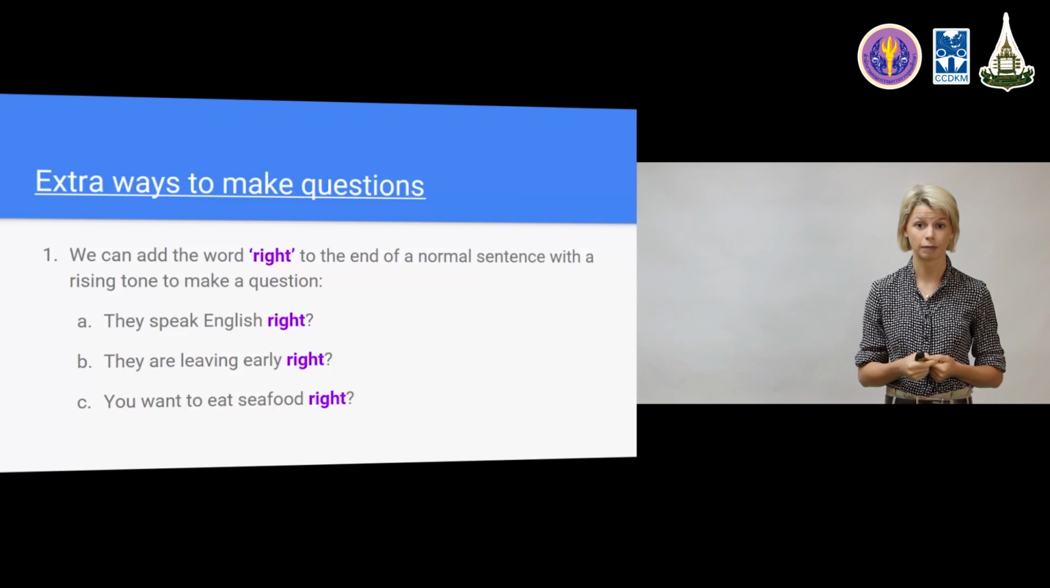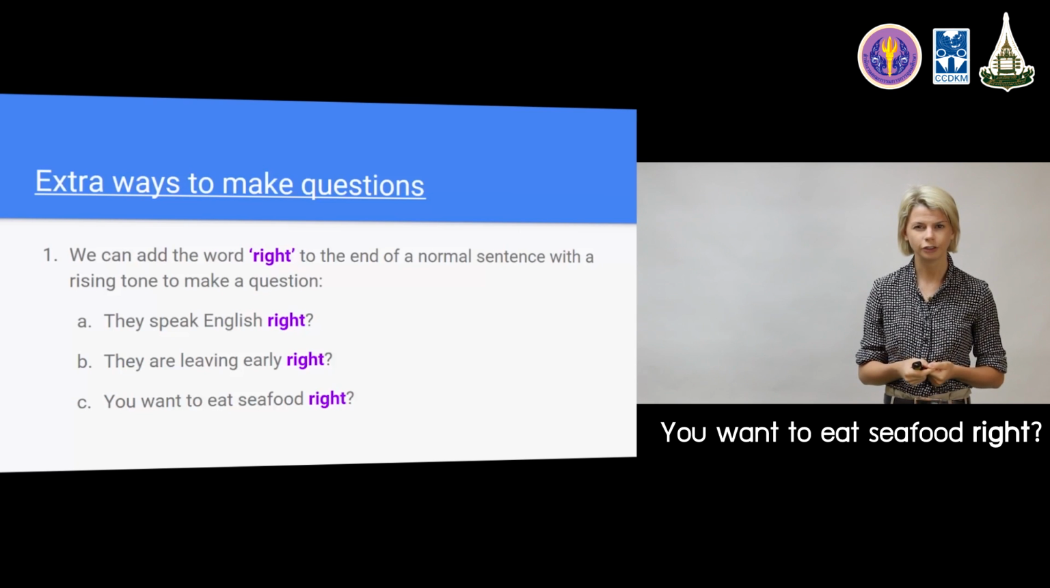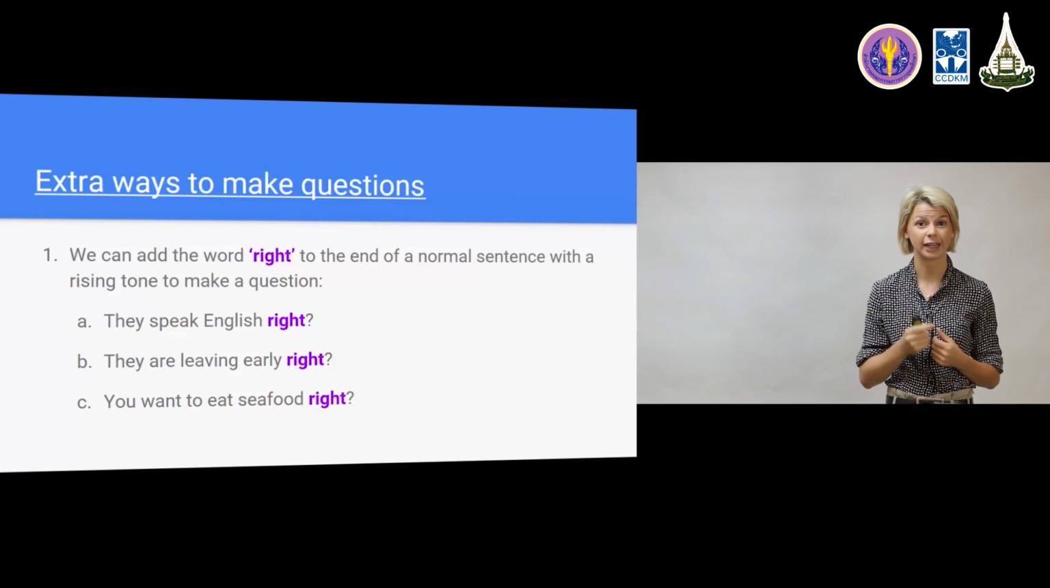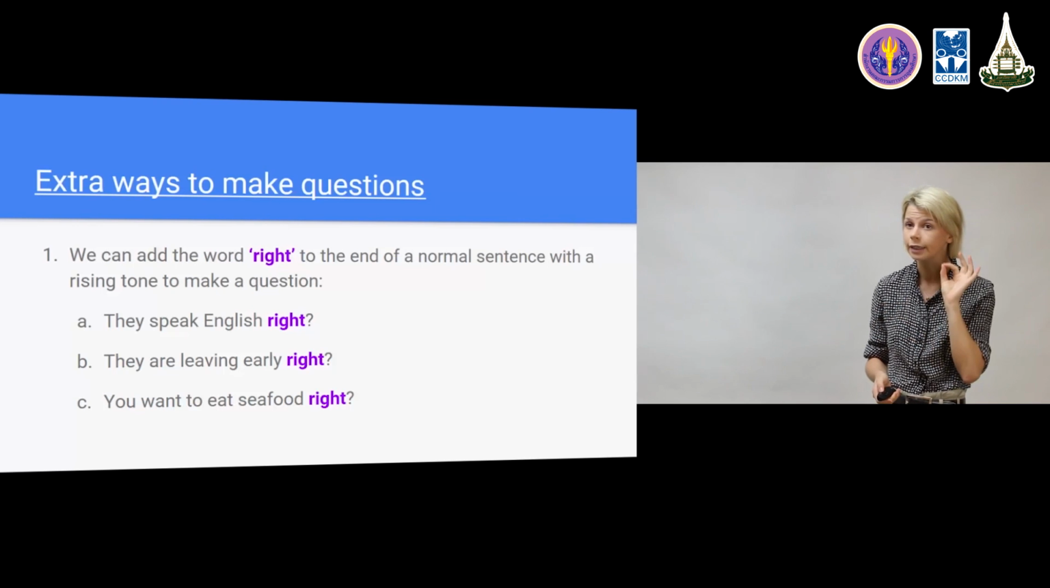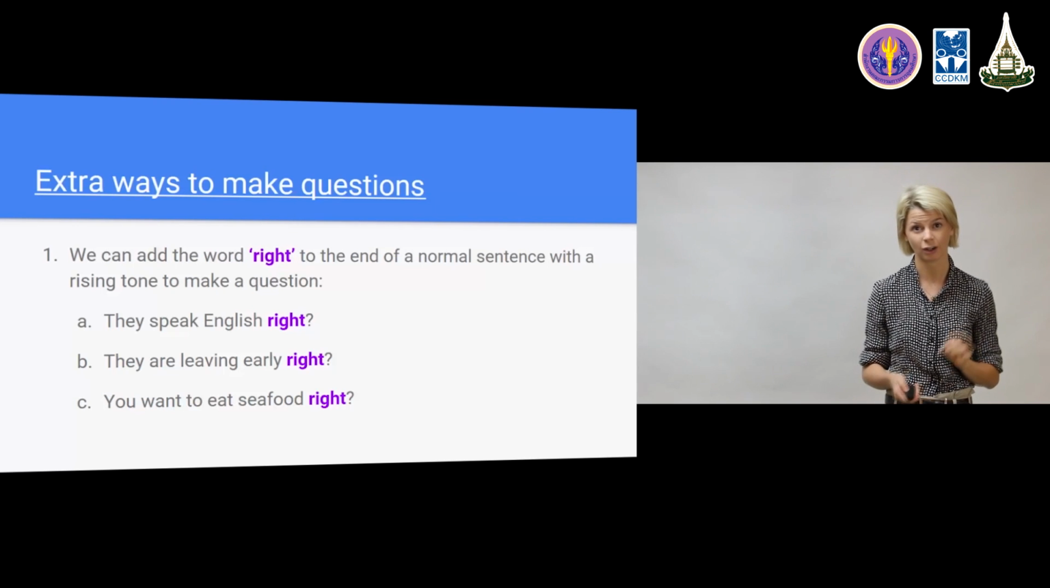Our final example. You want to eat seafood, right? Do you hear the rising tone again? You want to eat seafood, right? Rising tone on the word right means I'm asking you a question. Answer, yes, I do. Or no, I don't like seafood. Whatever. Here we are looking at the question construction, and this is a perfectly okay way to make questions.